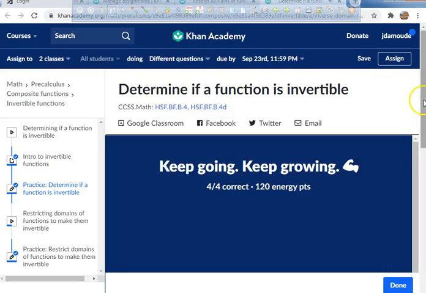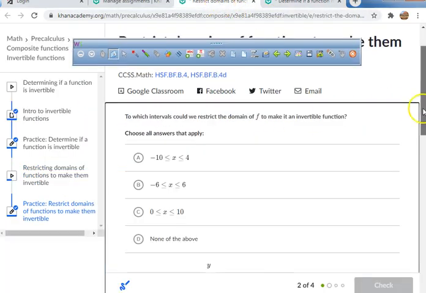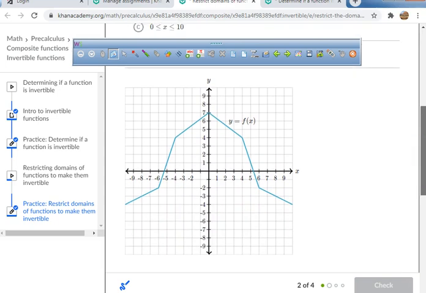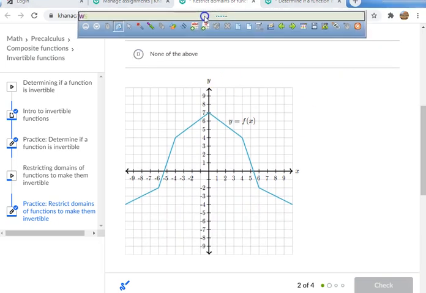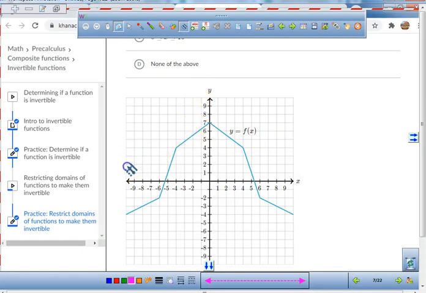The next thing we're going to talk about is how do we restrict domains. This is where it gets a little interesting. We're going to look at this picture. This whole function right here, this is a functional ratio. This whole thing is not invertible because it crosses it more than once, but we could restrict the domain to make it invertible. So what does that mean, to restrict the domain?